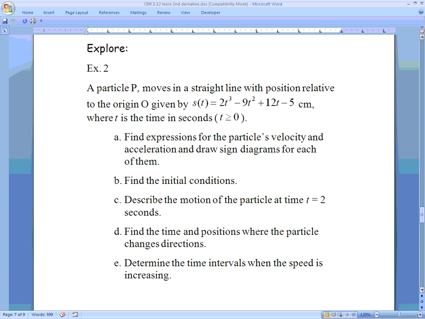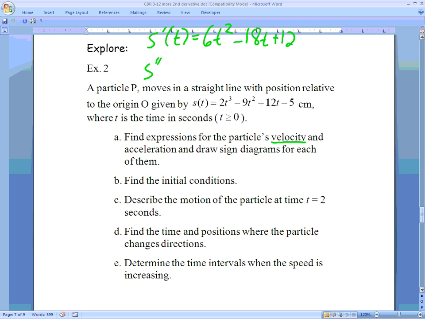So similar to the problem that we did last time, we're going to do s prime of t, which will represent our first derivative, also known as our velocity. And we end up with 6t squared minus 18t plus 12.